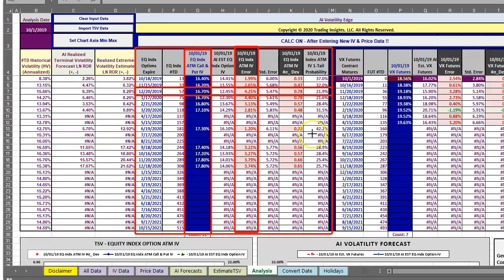So in market space, that's a relatively significant event. Two things to note: one, that option is significantly overvalued relative to the AIVE forecasts, and in addition, every single one of those options is overvalued as well. So if we move over to futures, I'm going to have to move the spreadsheet a little bit over to do that.